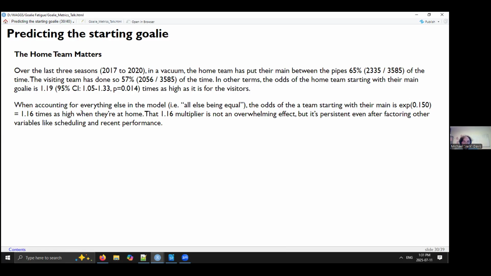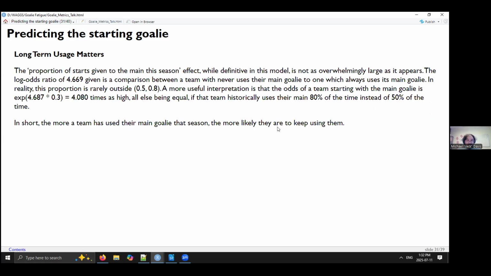So accounting for everything else, this is conditional, not just on the marginal. Conditionally, it's 1.06 times as high when they're at home. That means it's persistent even after we factor in things like scheduling or recent performance, which we're also going to talk about in a little bit. Long-term usage matters. It's not as overwhelmingly large as it seems.